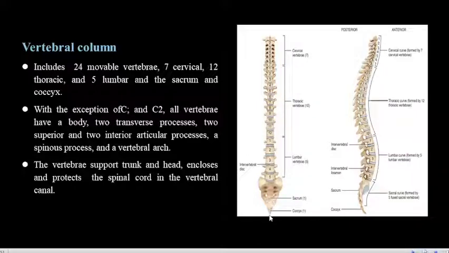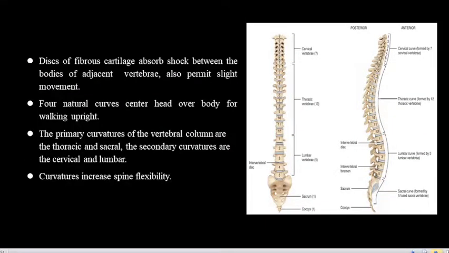And then, sa dulo niya, you have the coccyx. Originally, this is the tail, no? Para siyang tail ng humans that through evolution, lumiit, no? So, naging wala ng tail. Naging coccyx na lang. Okay, what else? So, the vertebrae will support the trunk and the head, no? And encloses the spinal cord and the vertebral canal.